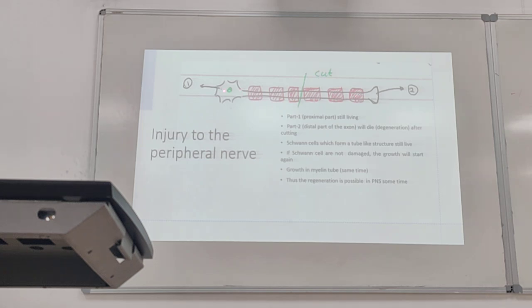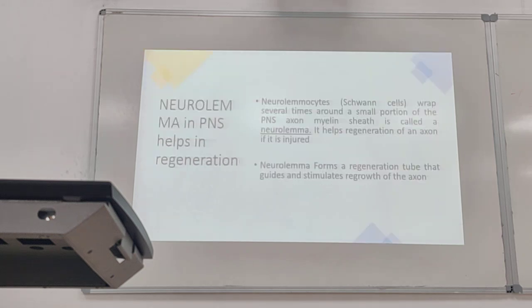Now this part is the cell body, this is alive. But this is joining with the nerve, the muscle. This is dead. Are you understanding what I'm saying? This part is alive, no problem, because it has the cell body, the mitochondria, the nucleus. But what about this one? It is not connected with the cell body, so this number 2 will die. Part 1 is still living, part 2 will die. Dying is called degeneration, and the word we are trying to learn is regeneration.